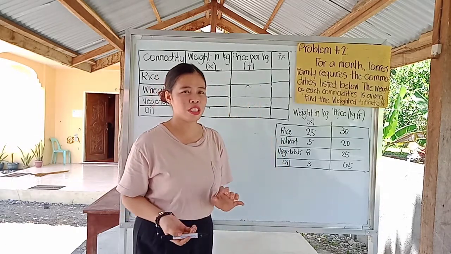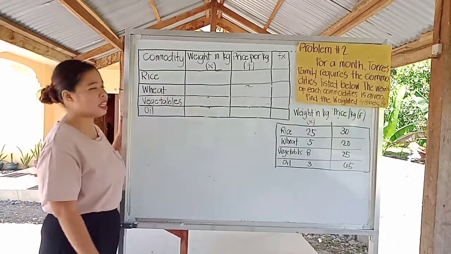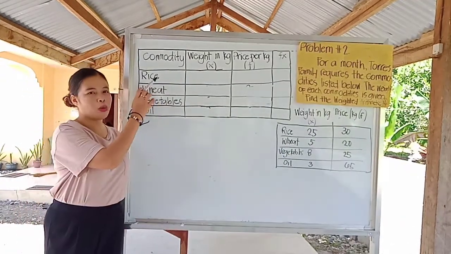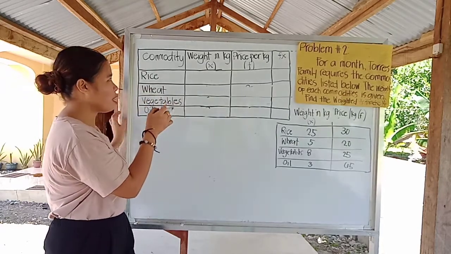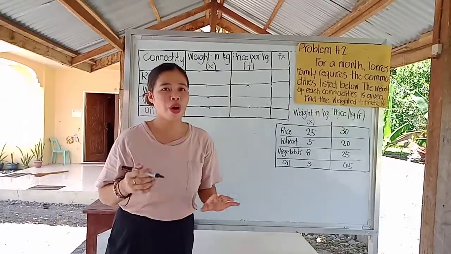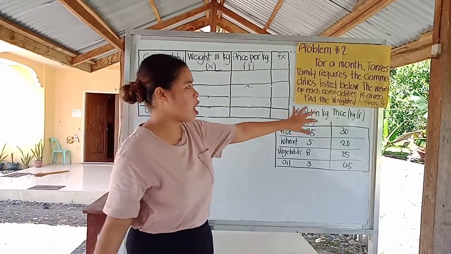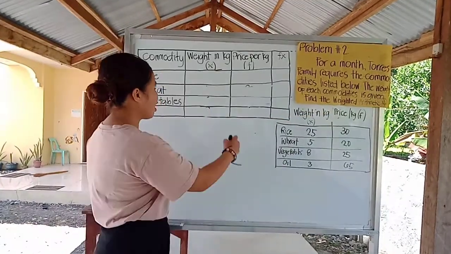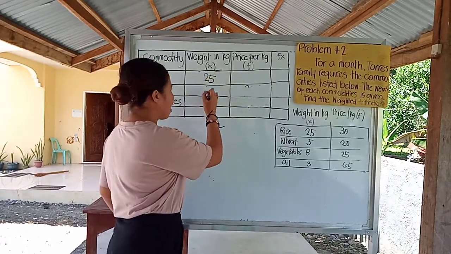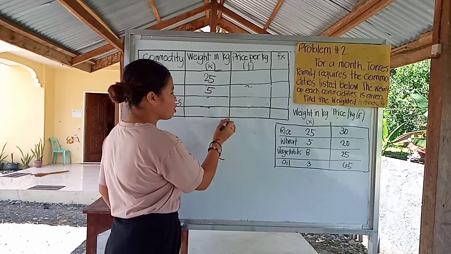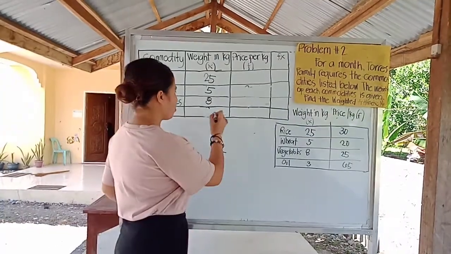So, in order for us to find it, I have here a table. The commodities of the Torres family are rice, wheat, vegetables, and oil. Now, what is the weight in kilograms, or our x, for each given commodity? For rice it is 25. For wheat it is 5. For vegetables it is 8. And for oil it is 3.